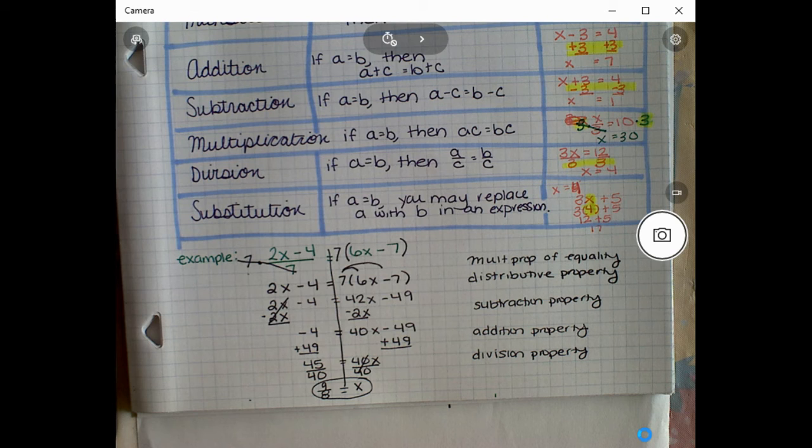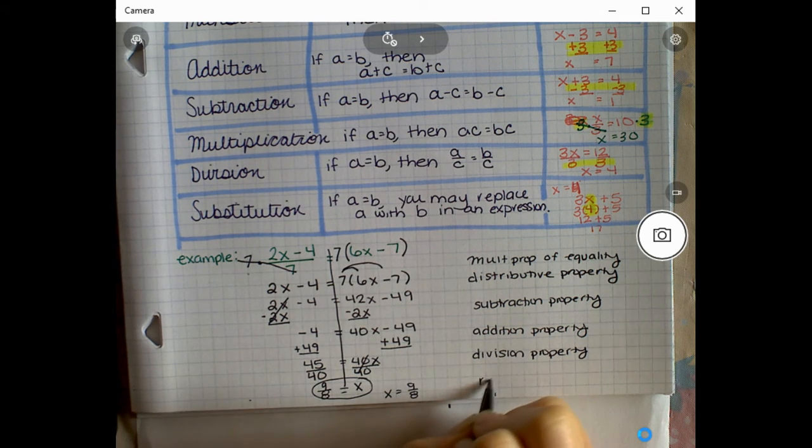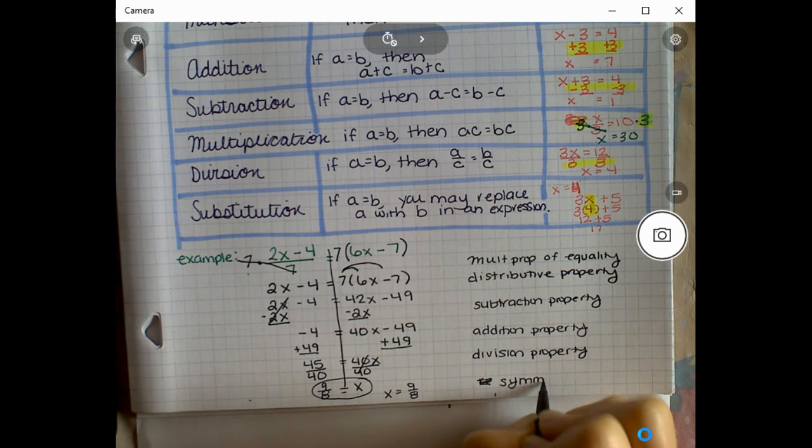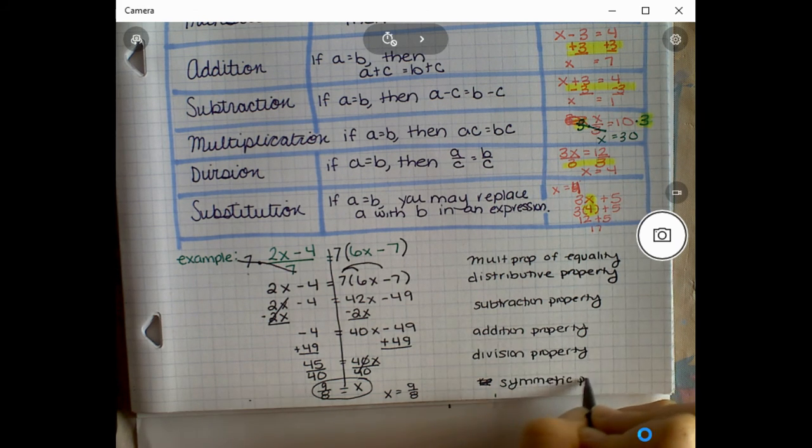However, some people don't like the x to be on the right, so you could also change it and write x equals 9/8. If you do that, you're using the symmetric property of equality.